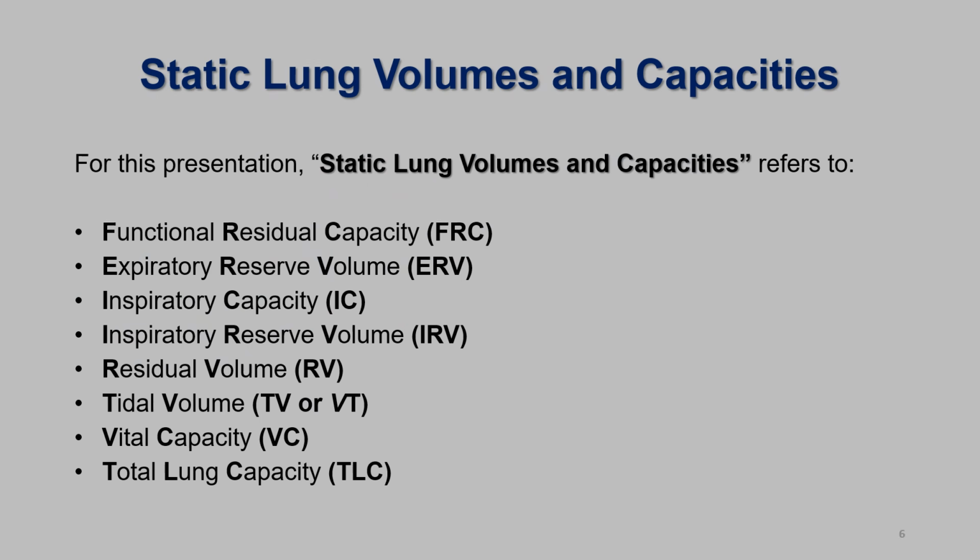For this presentation, static lung volumes and capacities refers to functional residual capacity, abbreviated FRC, expiratory reserve volume, abbreviated ERV, inspiratory capacity, IC, inspiratory reserve volume, IRV, residual volume, RV, tidal volume, either TV or VT, vital capacity, VC, and finally total lung capacity, TLC.